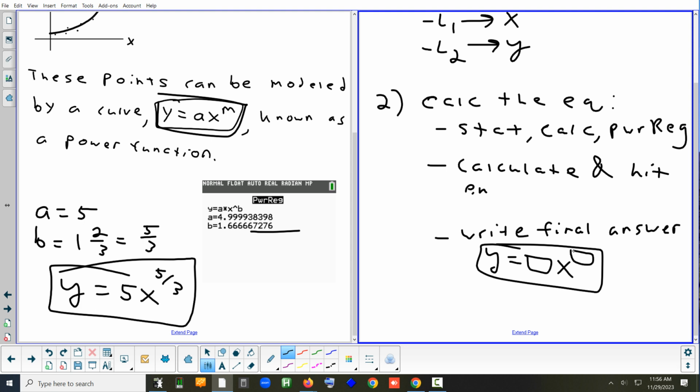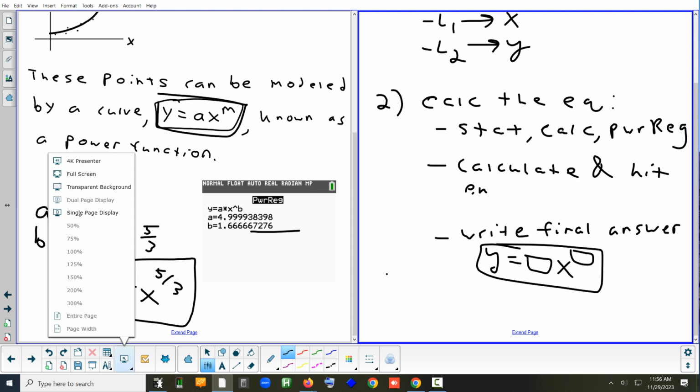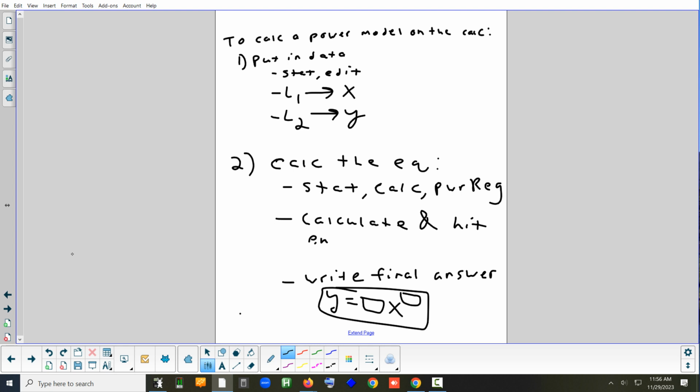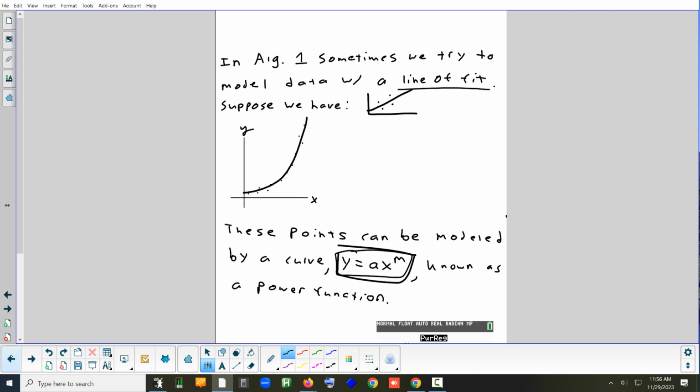Any questions on that? Yeah. Could you go back to the little list of the steps for determining if the answer fits? There was one thing I skipped that you didn't need. You need these steps: how to calculate a power model on the graphing calculator. That's the only steps you need. And before that, I just showed you the formula for the power model itself. That's all that I showed you.